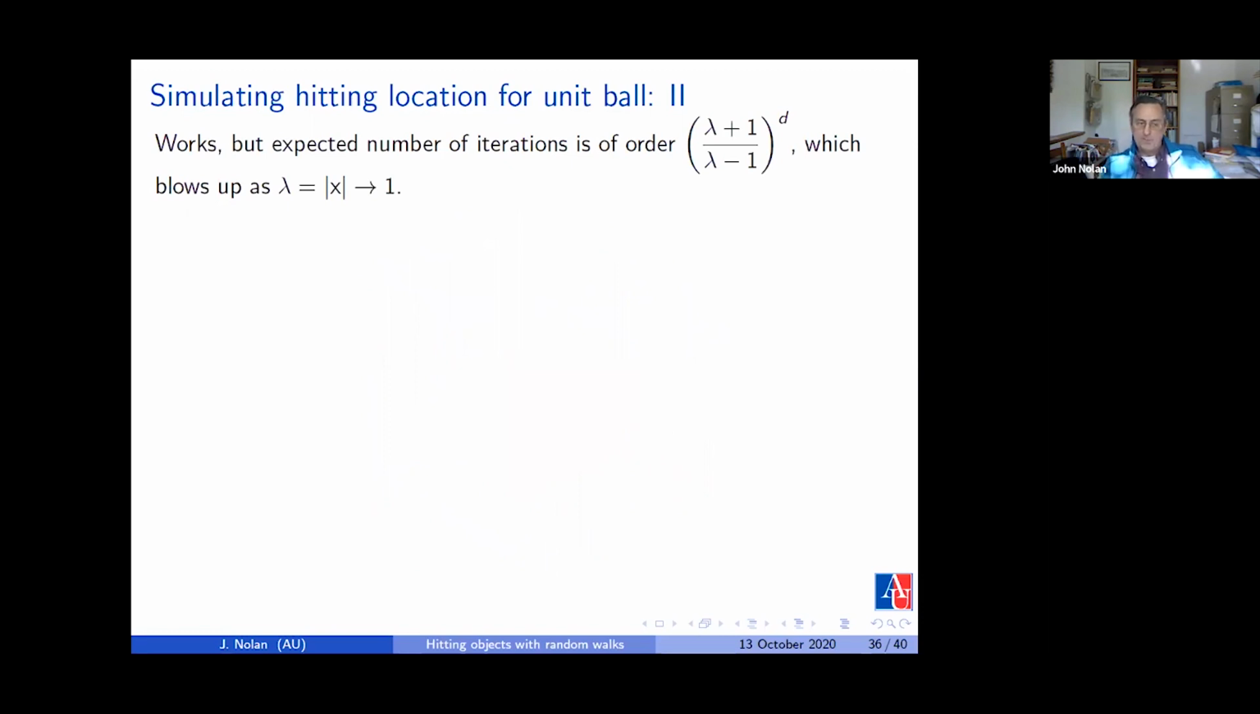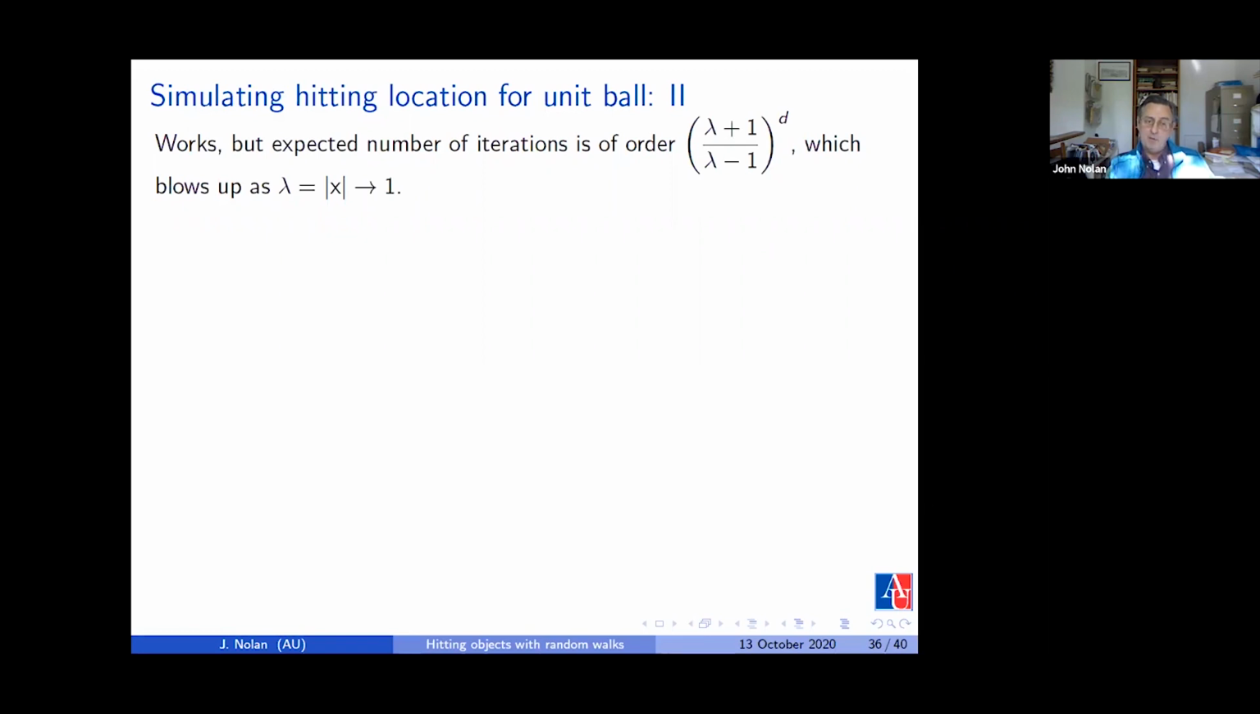So we got this to work last year, and then as we started to use it, we said, well, there's a problem here. If you do an analysis of this, it turns out that the number of iterations in the loop of the rejection method is of this order. Remember, lambda is the distance of the starting point from the origin. You take lambda plus 1 over lambda minus 1 to the power of the dimension, and of course, that blows up as we get closer and closer to the surface of the ball.